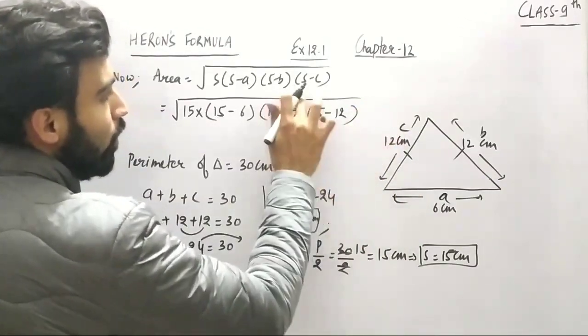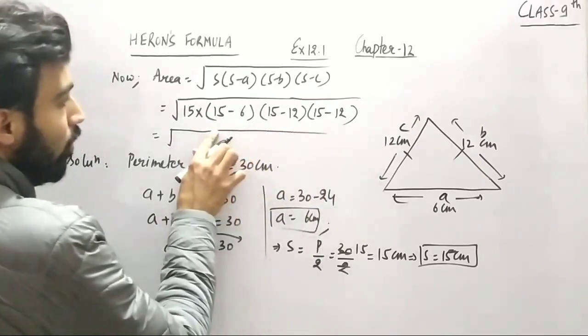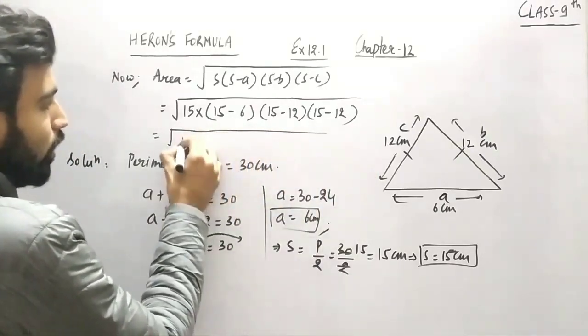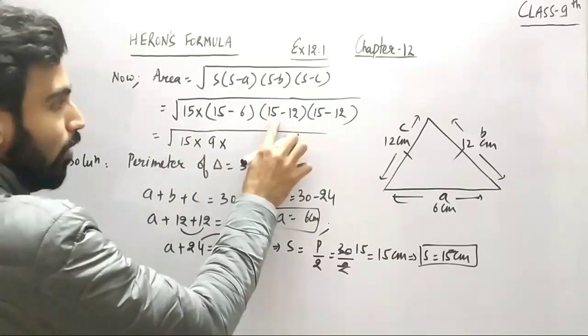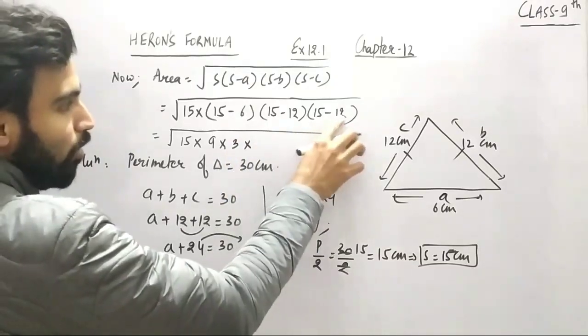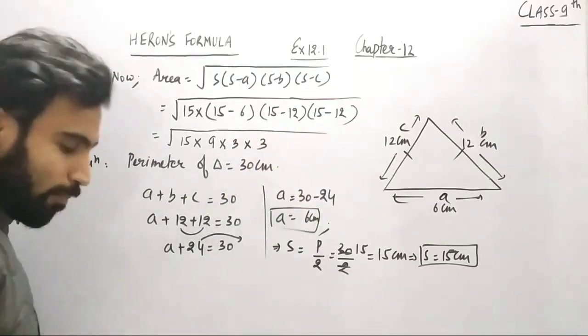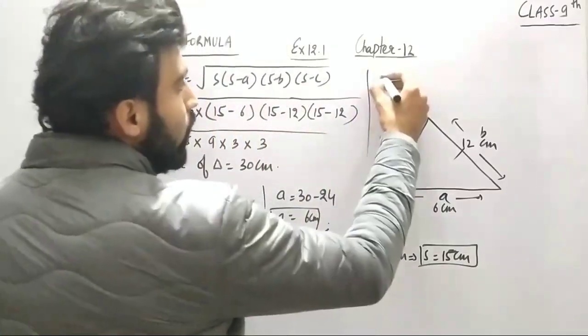So now what you have to do is simply solve this. Let me just rub this. So you can see 15 as it is. Now 15 minus 6, that will be 9. Then 15 minus 12, that will be 3. Then you can see 15 minus 12, that will be again 3, right? Now what you have to do is further, let me just tell you here on this side.